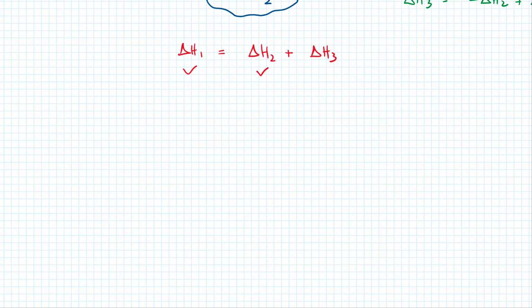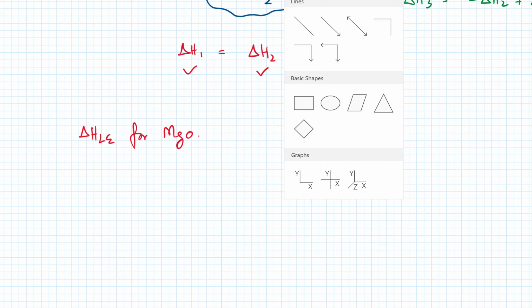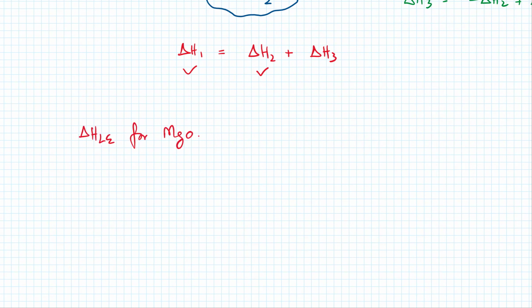So for example, I want to construct the Born-Haber cycle for magnesium oxide. I want to figure out the lattice energy for magnesium oxide. The way I'm going to do this is, normally you have an energy axis. They normally give you an energy axis in the question.